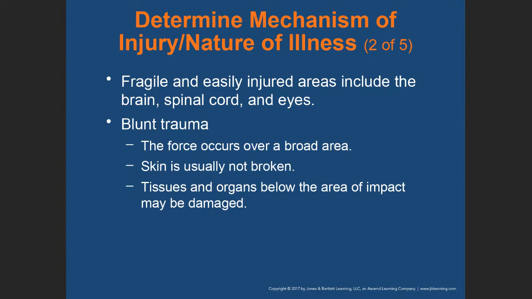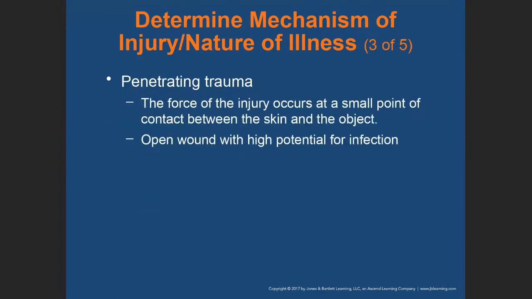Blunt trauma, the force occurs over a broad area. The skin is usually not broken. Tissues and organs below the area of impact may be damaged. For penetrating trauma, the force of the injury occurs at a small point of contact between the skin and the object. Open wound with high potential for infection.